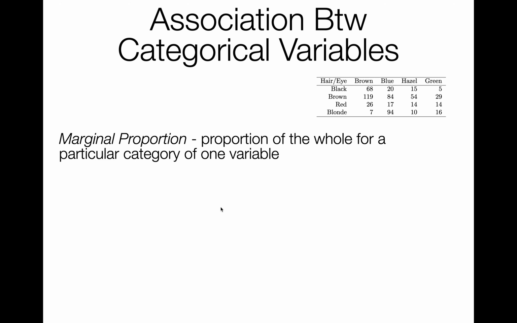So what can we do with contingency tables? Well, we can look at their association based on proportions. When I'm looking at categorical variables, I'm often going to base my decisions or ideas on proportions. And proportions are just the counts that we have divided by the whole, the whole meaning all of the numbers added together. A marginal proportion is a proportion of the whole for a particular category of one variable.